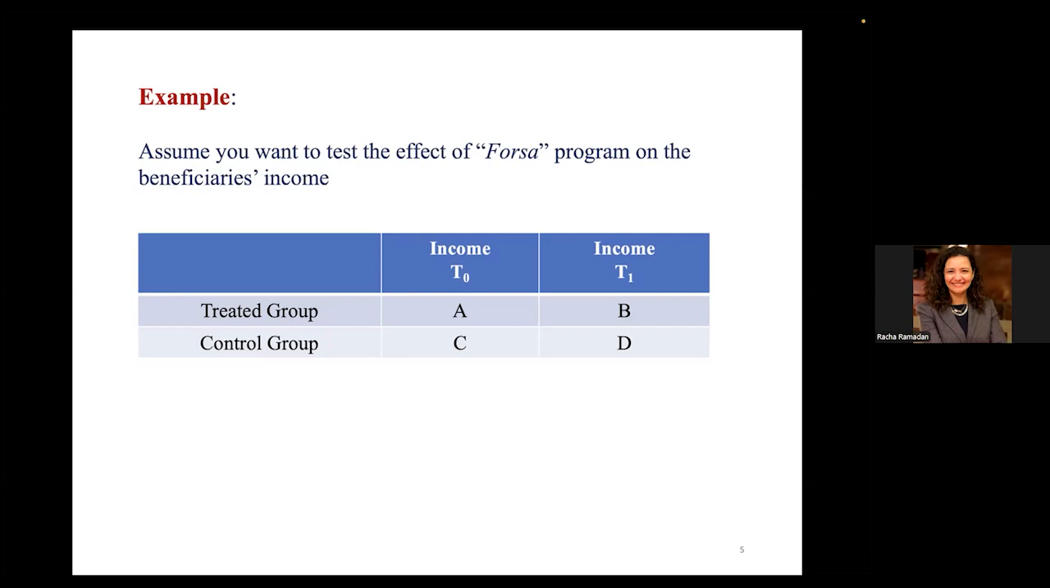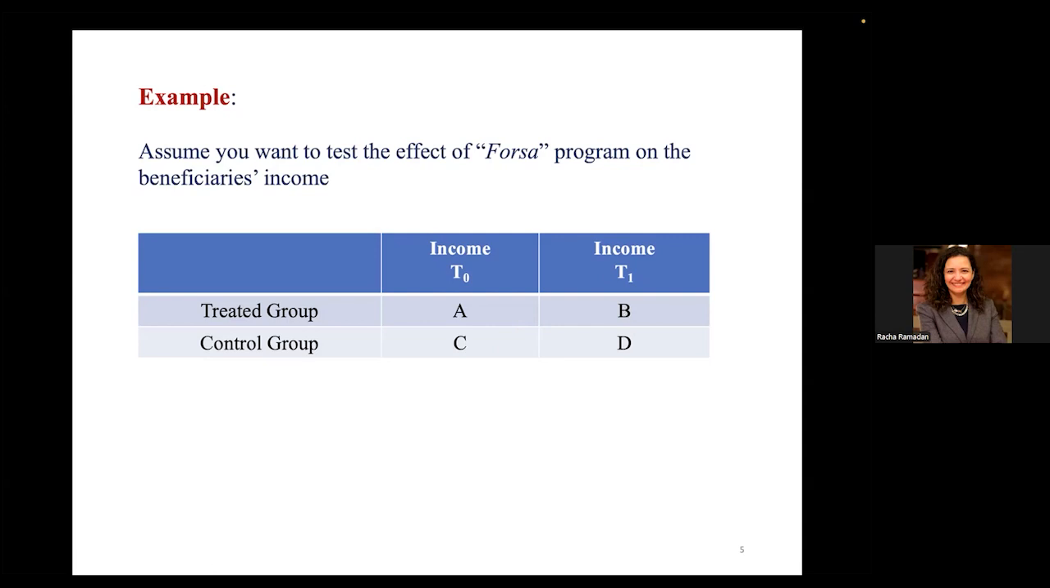So I assume I have 2 points in time, T0 before the implementation of my program. I know that the income of the treated group is A and the income of my control group is C. After 2 or 3 years of the implementation of the program, I have the income at period T1, B for the treated group and D for the control group. If I return to the parallel trend assumption, if from the beginning C was higher than A, which means that the control group has higher income compared to the treated group even without the program, because of the trend in time, D will also be higher than B.